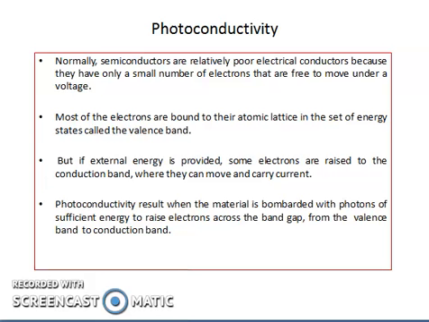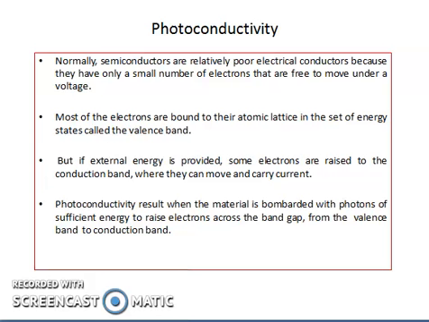Normally, we know that semiconductors are relatively poor electrical conductors because they have only a small number of electrons that are free to move under the applied bias voltage, and most of the electrons are bound to their atomic lattice in the set of energy states called the valence band. And we know that whenever the electrons move to the conduction band, only then will conduction start. But in a normal semiconductor, most of the electrons lie only in the valence band. So under normal conditions, no current conduction will take place.